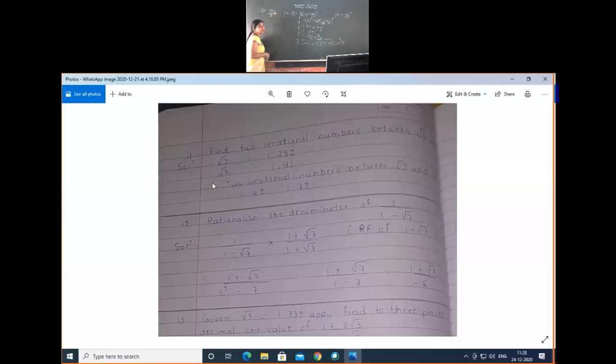Rational divided by irrational, what answer will you get? That you have to think. We have discussed in the number system chapter, operations on real numbers. Yes, irrational only. So this answer is irrational. Just by looking at the problem we can say that it is irrational. Okay, irrational, we have to write this.